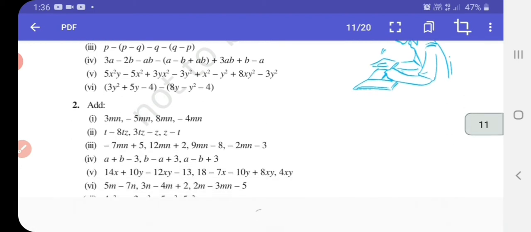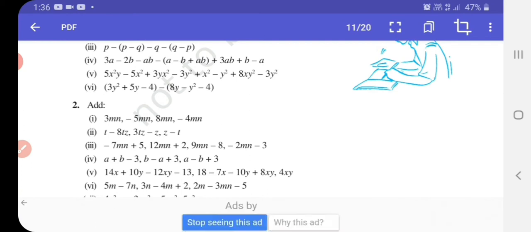Add 3mn minus 5mn and 8mn minus 4mn. See the question. Here the variables and powers are all the same. So what do we do in this type of question? First question is 3mn minus 5mn. So you have to add all the terms, so write it.